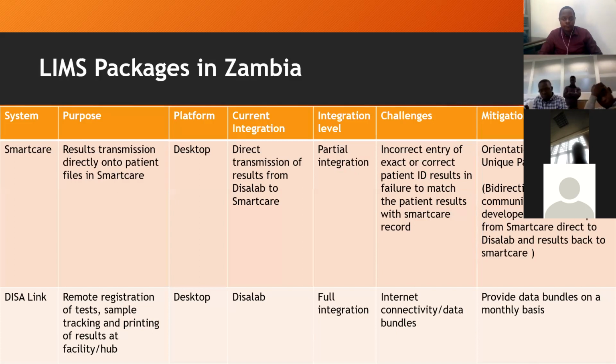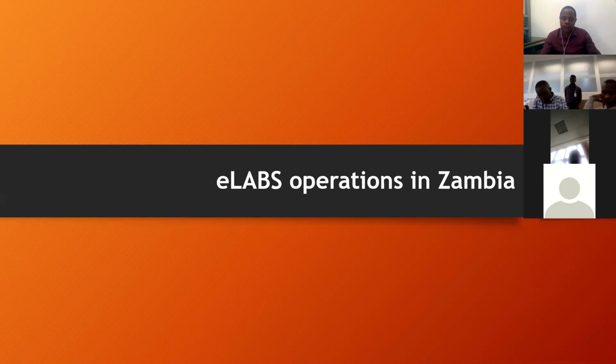So the other link that we have in Zambia, the LIMS package, is the DISA link, which is a remote registration of tests and sample tracking, which also allows facilities to print their results from where they are. It's on a desktop platform, and it's currently integrated into DISA on a full integration level. It is, however, also affected by internet connectivity, which can be mitigated by provision of data bundles on a monthly basis, and the DISA link will be able to work correctly. Next slide, please.